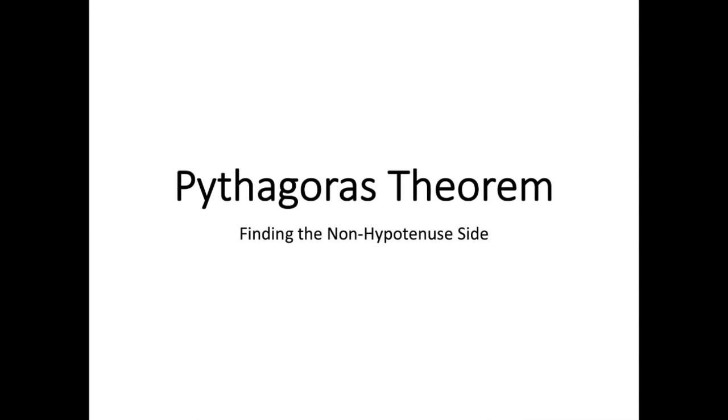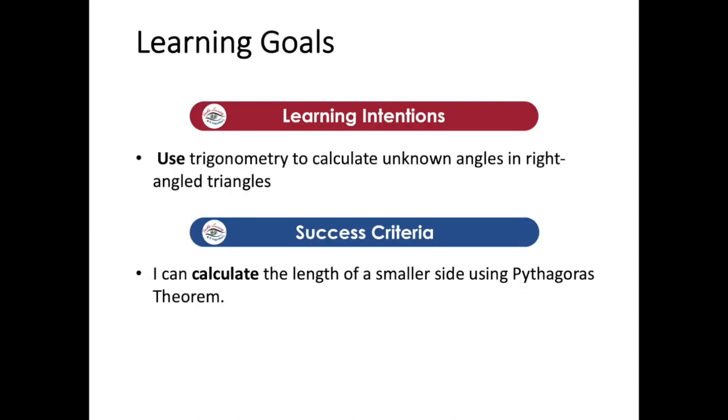This video is going to explain how to use Pythagoras theorem to find the non-hypotenuse side of a right-angled triangle. So by the end of the video, you will be able to calculate the length of the smaller side using Pythagoras theorem of a right-angled triangle.